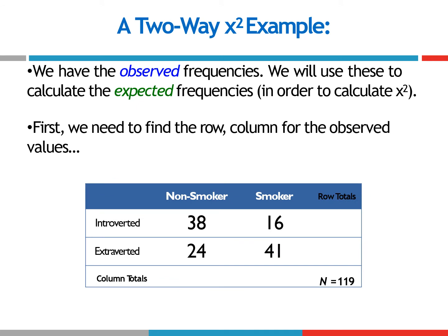Well, that's easy enough. Our column totals are going to be 38 plus 24 for the non-smoker column and 16 plus 41 for the smoker column. That gives us 62 and 57 respectively. And then our row totals are just going to be 38 plus 16 for the introverted row and 24 plus 41 for our extroverted row. And again, our total sample size is 119. So how do we use this information to calculate the expected frequencies?